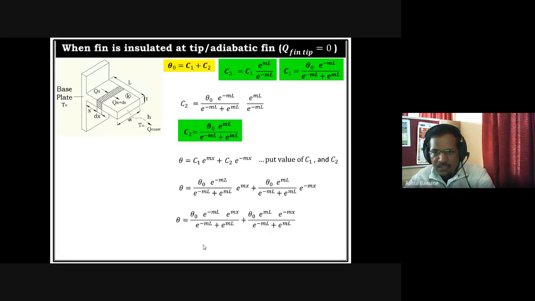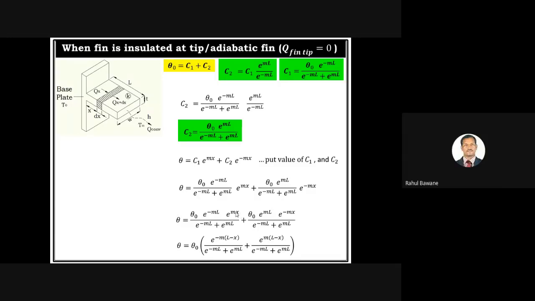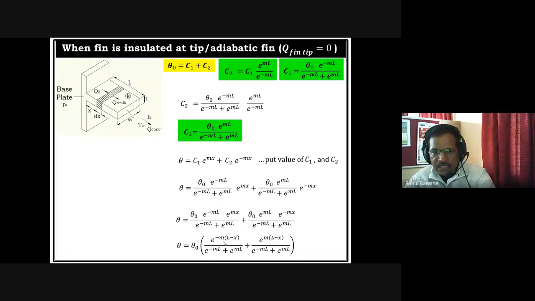Now in both we can take a common theta 0. So if I take a common theta 0, in the bracket it will be e raised to the power minus mL into e raised to the power plus mx. So it is in multiplication, so we will add the powers, correct? So e raised to the power minus m is common, so it becomes L minus x. So simply we are adding the powers and taking minus m as common. Here we are taking e raised to the power m, positive m, as common, so we obtain L minus x again.